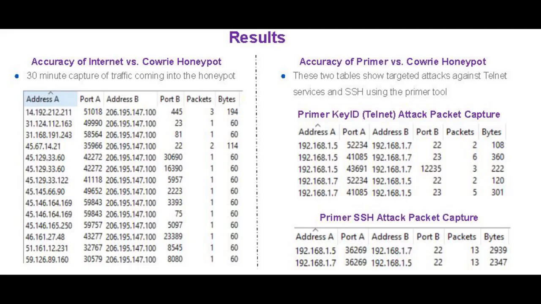Looking at the 2 accuracy diagrams, we can see the diagram on the left shows the traffic on the honeypot that was exposed to the internet for 30 minutes to try and experience an attack, while the diagram on the right shows the controlled attacks using the Primer tool on the honeypot. The only traffic the honeypot is experiencing is that of the PCAP attacks that were used to analyze it.